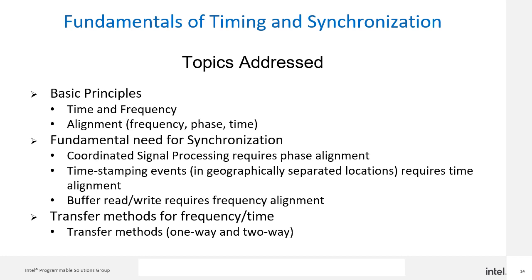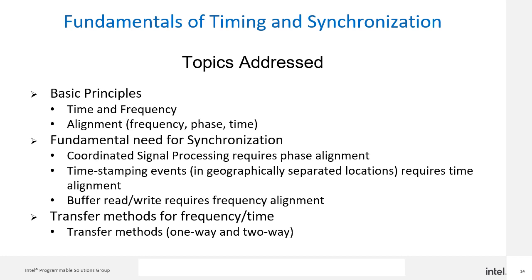So basically, this brings me to the end. The topics we talked about were some basic principles of time and frequency, the notion of alignment. We talked about the fundamental need for synchronization. For example, coordinated signal processing requires phase alignment, and we'll see that on many occasions when we talk about wireless transmission in 5G, 4G, 3G, whatever.